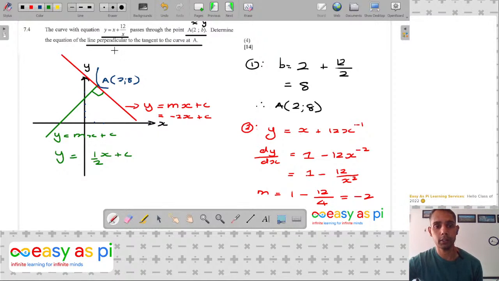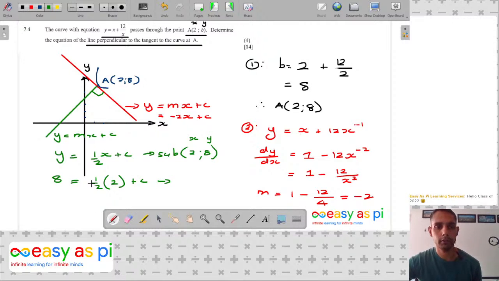But they want the equation of the line. Now, how do I get the equation of the line? Well, what I'll notice is this blue curve, red line, and green line are all intersecting at the point (2, 8). So what I can do is substitute 2 and 8, that's x and y. So where I see y, I say 8 is equal to half times 2 plus c.